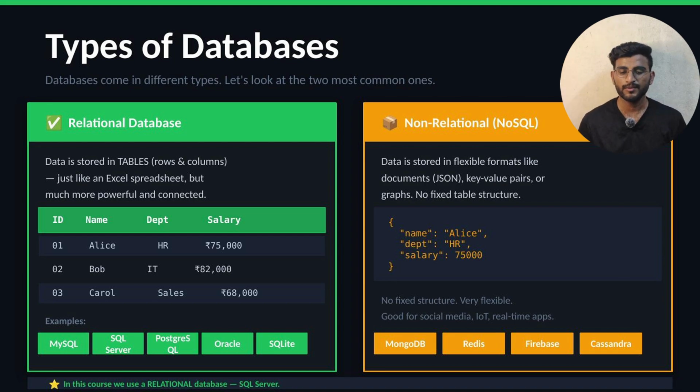Now, in non-relational databases, the data is stored in JSON, XML formats. They are mostly key-value pairs, graphs. There is no fixed table structure here. There are also no connections between this data. The examples are MongoDB, Redis, Firebase, Cassandra. All these are non-relational databases.